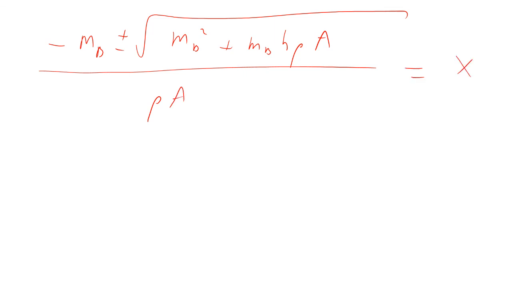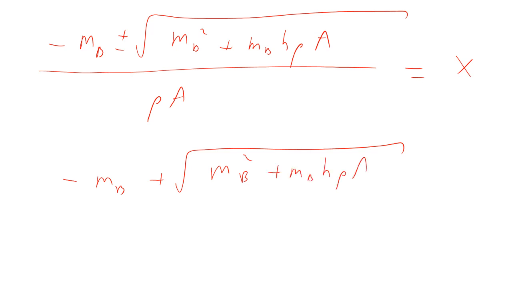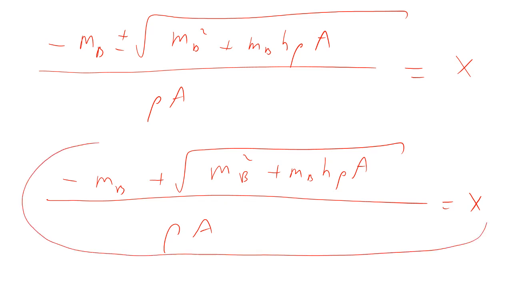Now, we know that x can't be negative. So in order for it to be positive, we have minus m_b plus the square root of m_b squared plus m_b h rho a, divided by rho a. That is your x. So the minimum height depends on the mass of the barrel, the density of the water, the height of the barrel, and then the cross-sectional area of the barrel. So those are all the factors.